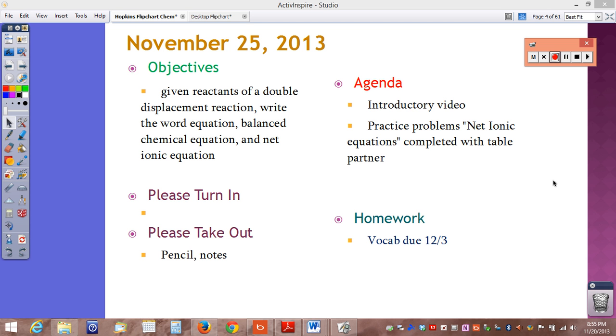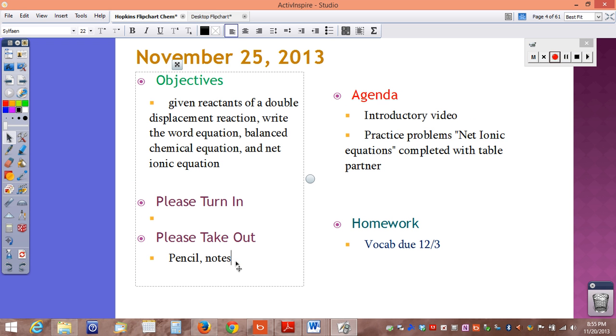Today, given the reactants of a double displacement reaction, you're going to write the word equation, balance the chemical equation, and write the net ionic equation. You're going to need to have the following: your pencil, notes, a periodic table, and your solubility table.